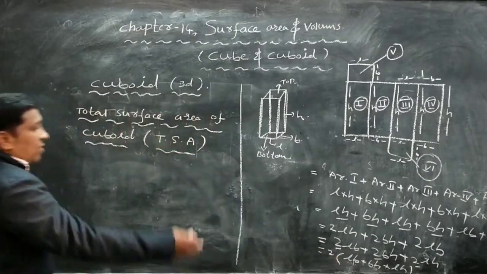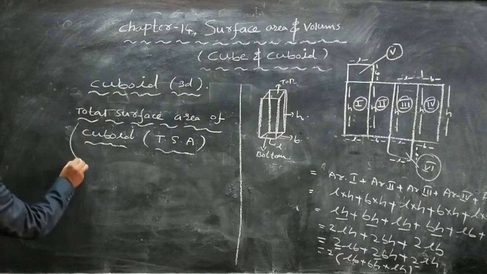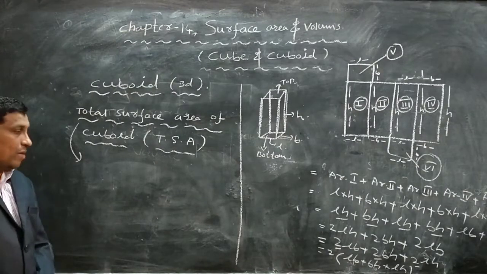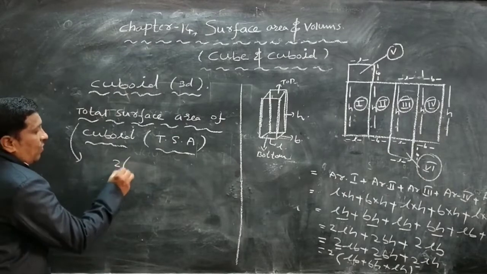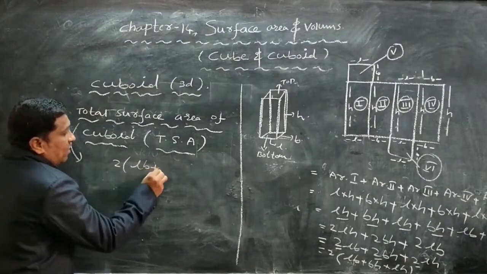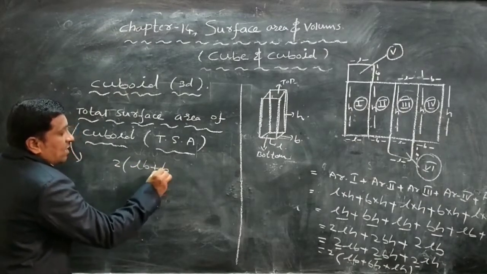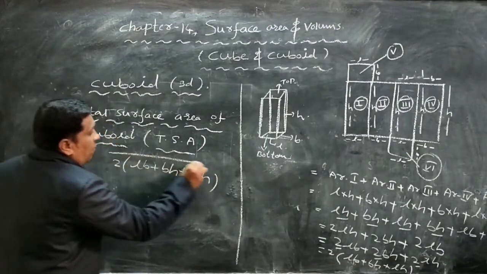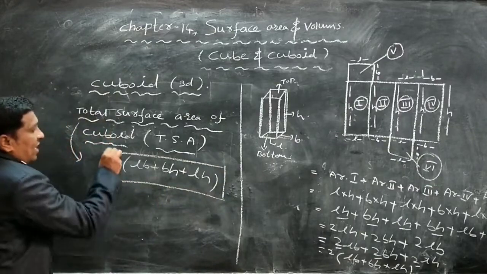So therefore we have proved the formula of the total surface area of a cuboid. Therefore, what is the formula here? The total surface area of a cuboid is equal to 2 bracket of LB plus BH plus LH. This is the formula of total surface area.